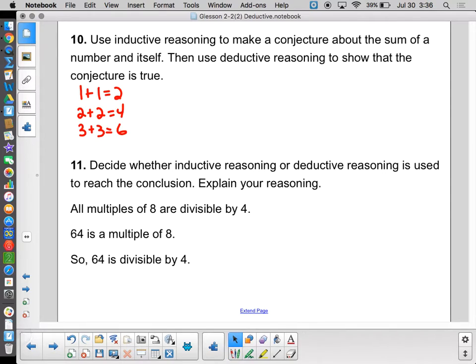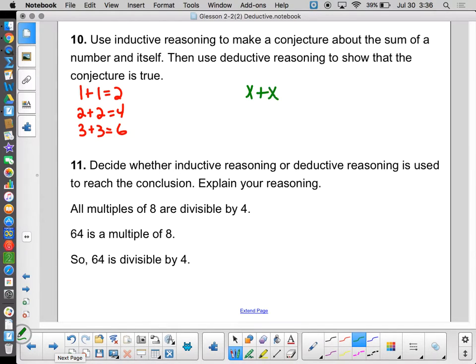To use deductive reasoning, we'd have to use what's called a general case. We can't use specific examples. So I'd represent my number as x. x plus x equals 2x. Aha. By definition, that's a true statement. Facts of algebra tell me that x plus x equals 2x. So the sum of any number and itself is twice that number. This is using deductive reasoning. That's a bit harder, and that's something I'm not necessarily going to expect you to be especially fluent in at first.